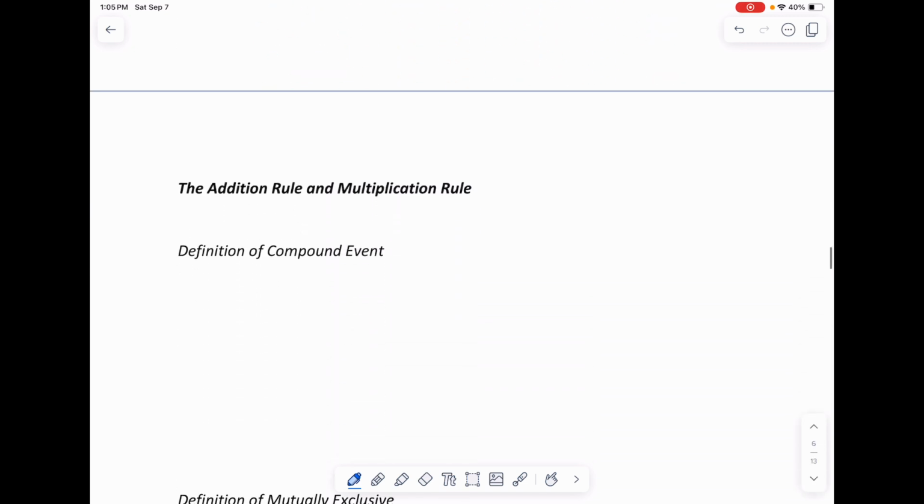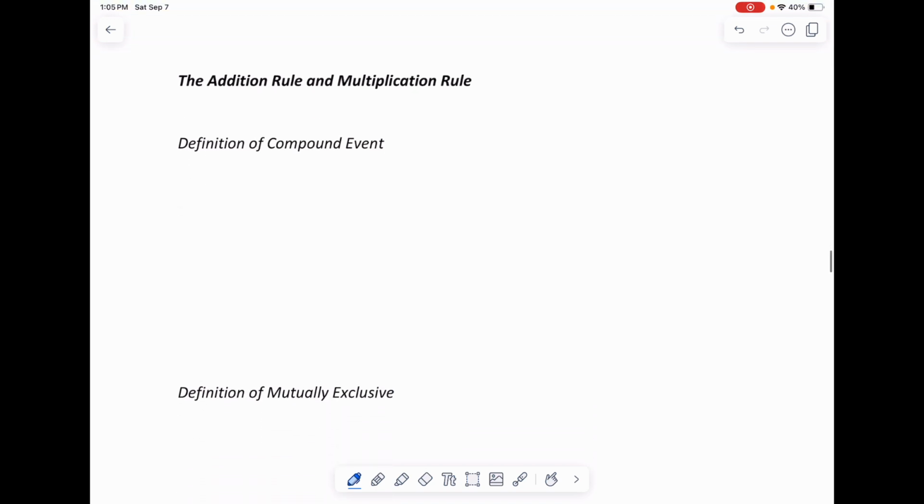Okay, so let's move on then. So that's just a lot of what I would call basic concepts around probability. Let's get into the addition rule and the multiplication rule.